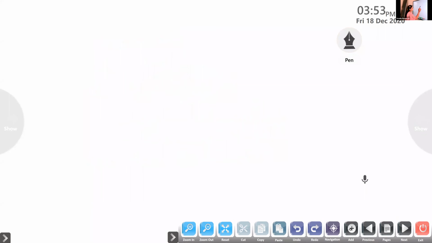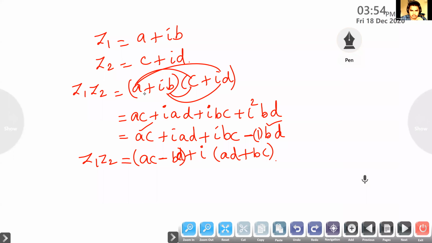Now, suppose Z1 is 1 plus i. Z2 is 2 plus i. What is Z1 into Z2? Listen, children, how will you find Z1 into Z2? Ma'am, can you show the last page? Is it okay? Is it over, Achut? Yes, ma'am.